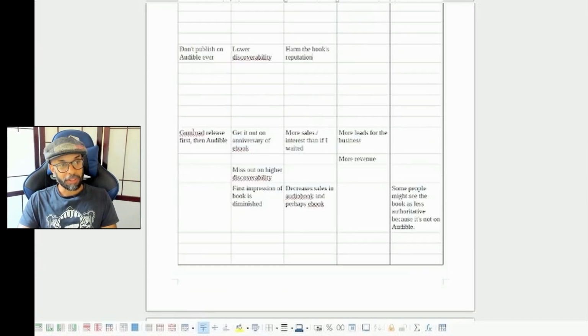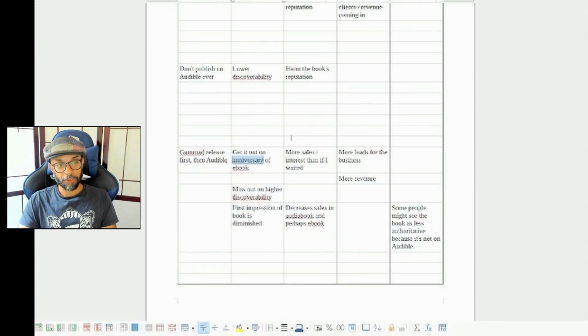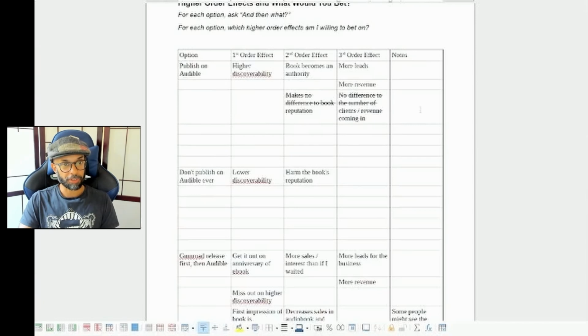And then there's the Gumroad release first, then Audible. So first order effect, I get it out on the anniversary of the ebook, which is November 2023. Get it out on the anniversary, and as a result, it gives a good talking point about it. More sales and interest than if I had waited for maybe Christmas and it gets lost underneath all the Christmas sales and stuff. So that might be useful. And so if I get more sales, it might mean more leads for the business. It might mean more revenue. Similar to these reasons above here.